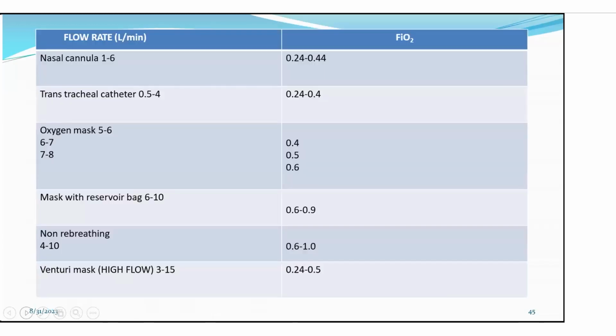So we look at the table above there. It talks about the flow rate: how much the nasal cannula gives, how much the transtracheal catheter gives, how much an oxygen mask gives, how much a reservoir gives, how a non-rebreather gives, and also a Venturi mask.